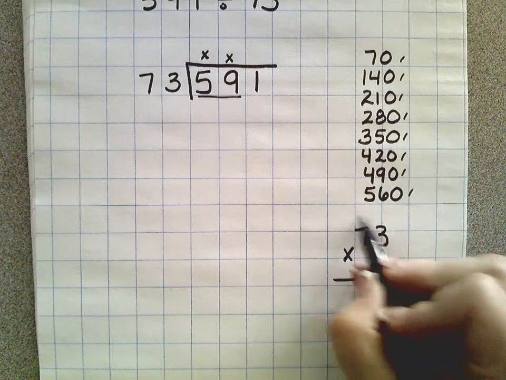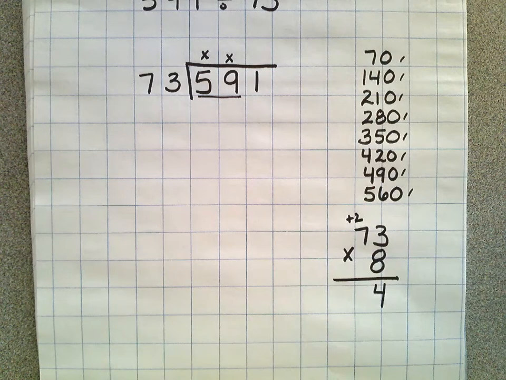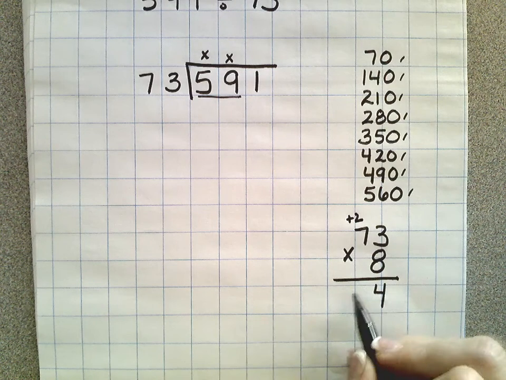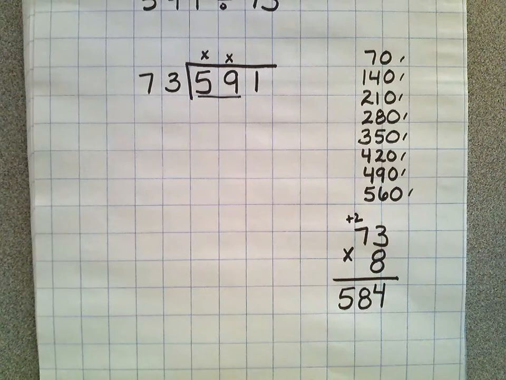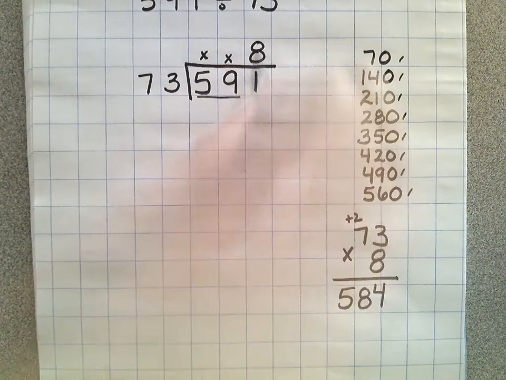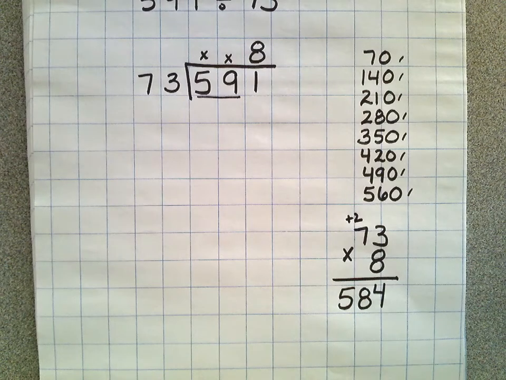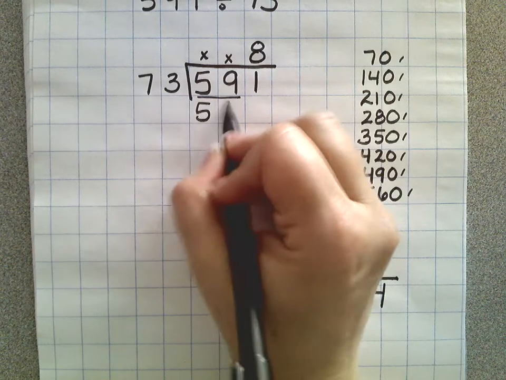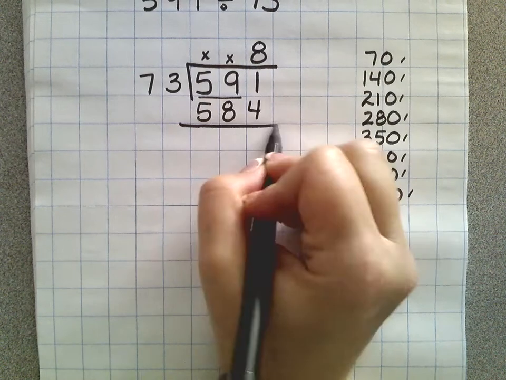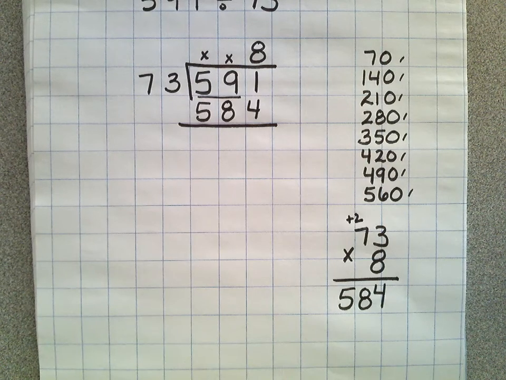3 times 8 is 24, carry the 2. 7 times 8 is 56, add on 2 is 58. That looks pretty good. So put your 8 at the top. 8 times 73, we already figured it out: 584. Now we have to subtract.